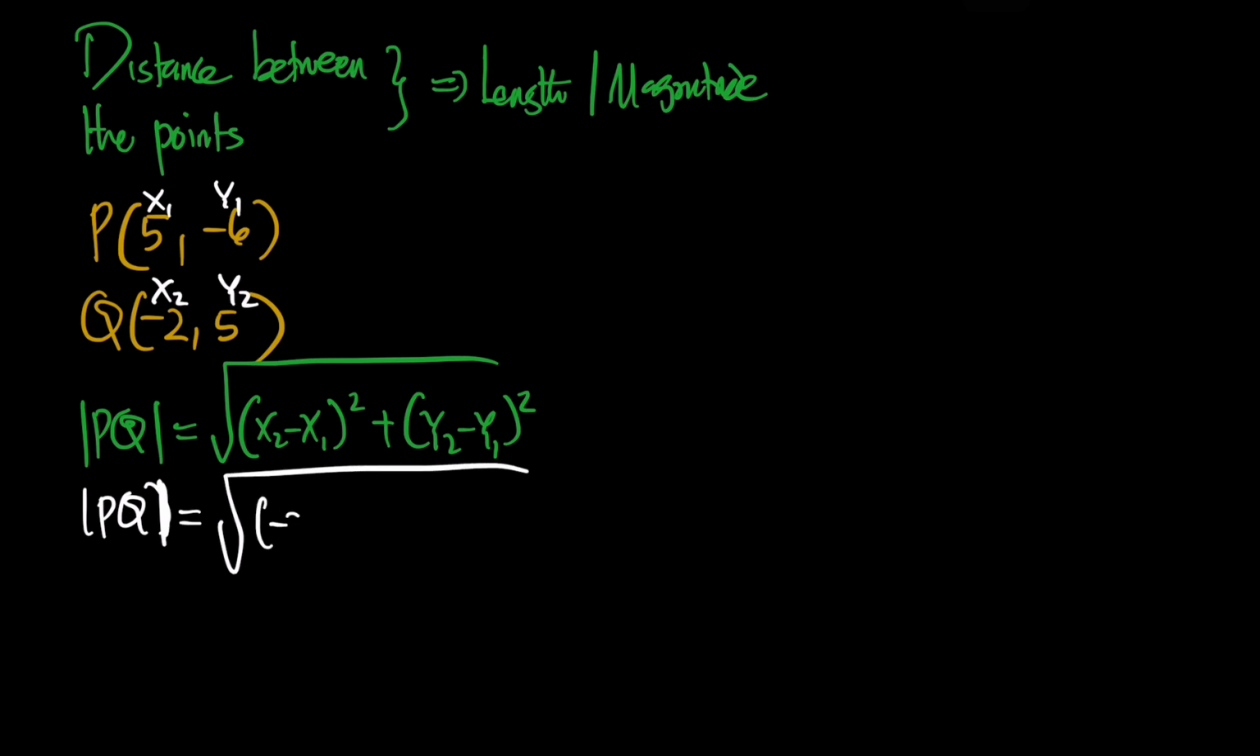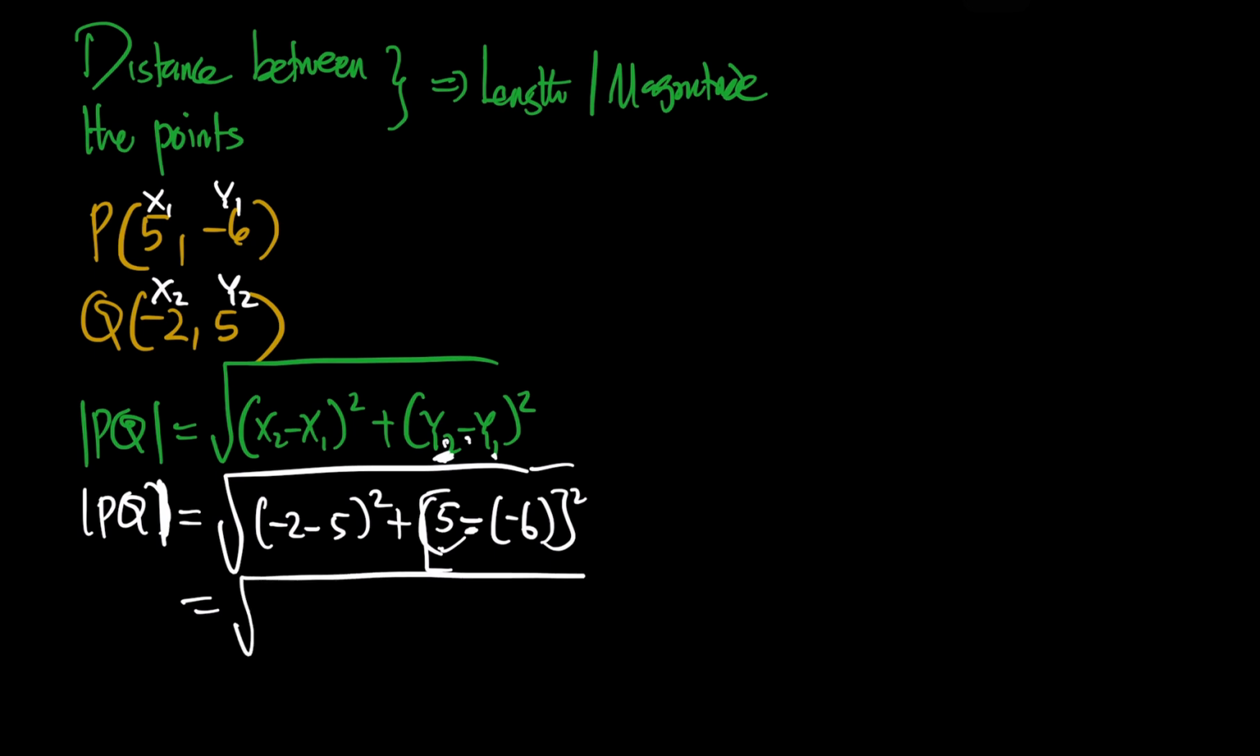Now, the magnitude of PQ is going to be the square root of x2. x2 is negative 2 minus x1, which is 5. You square that plus y2, which is 5, minus y1, which is negative 6. Can you see that? And then we square that as well. The formula says y2, which was 5, minus, we brought our minus there, and y1 itself is negative 6. So that's what we are doing there. Now, this and that gives us negative 7 all squared plus, in brackets, 5 plus 6, because this negative and this negative 6 gives plus 6, and we square that as well.